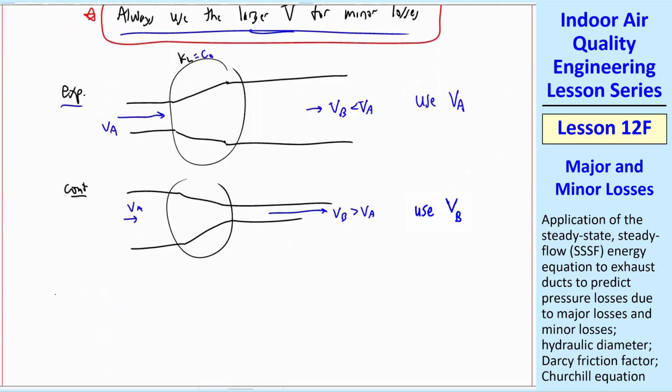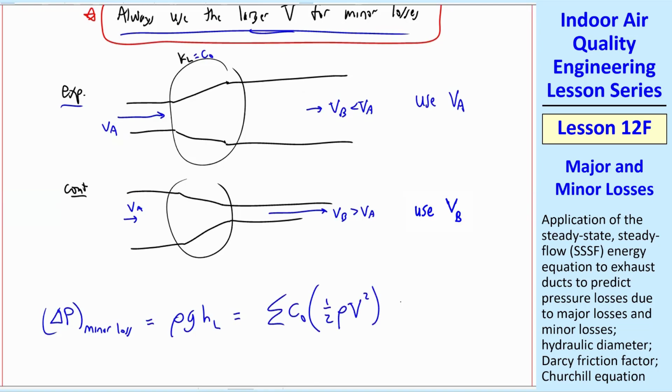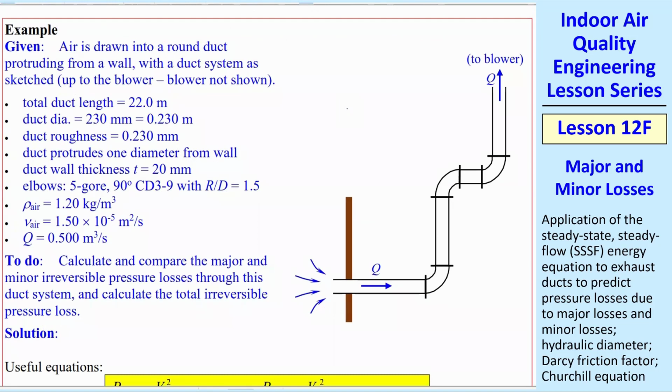In terms of pressure, we would say delta P of the minor loss is equal to rho g HL, which is equal to sigma, I'll use C0, times 1/2 rho V squared, or VP. So this is sigma C0 VP. I will do now an example.